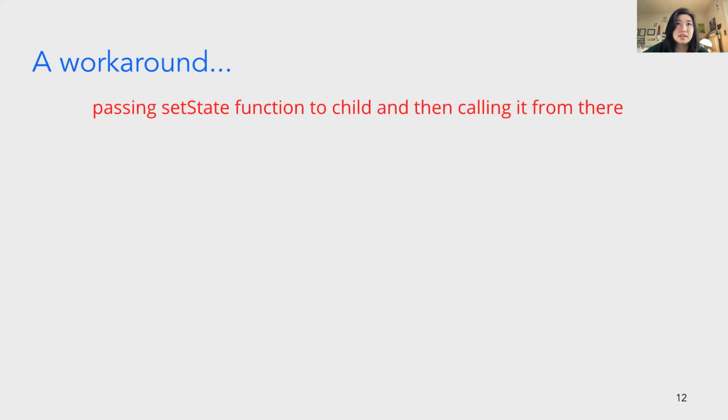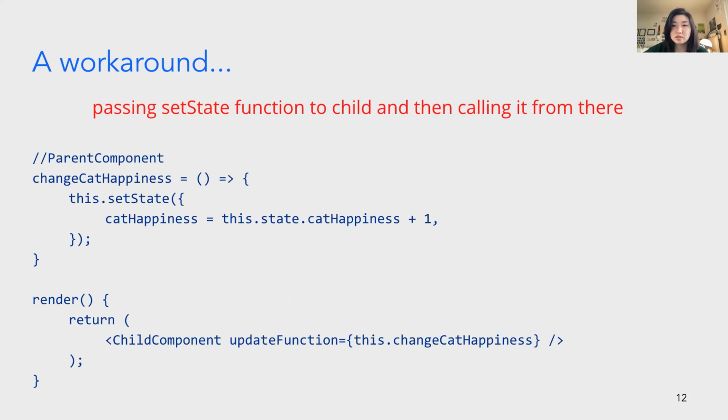Well, there's a workaround. Basically, we want to pass the setState function to the child and then call it from the child component using this.props. So if you don't understand this right away, it's okay because this is a workaround. You shouldn't need to use this if you're designing your code well, or using good coding practices most of the time, but just as extra information.